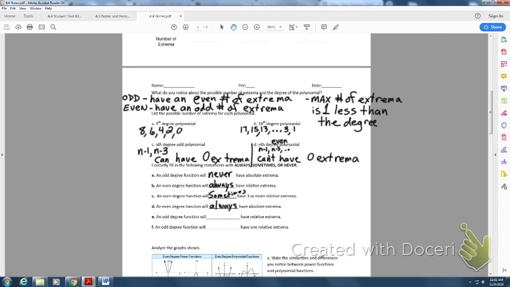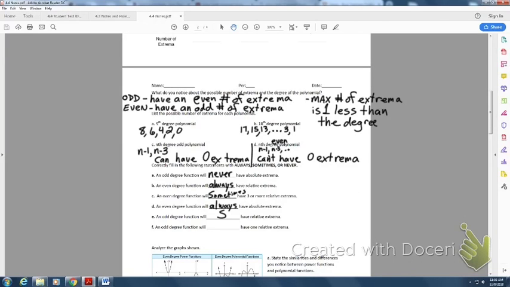An odd degree function, just going to put S on there, will sometimes have a relative extrema. If I just take the parent cubic function, the one we've been talking about lately, that does not have a relative extrema. That has 2 relative extremas. So it can have one, but it can also not have a relative extrema.